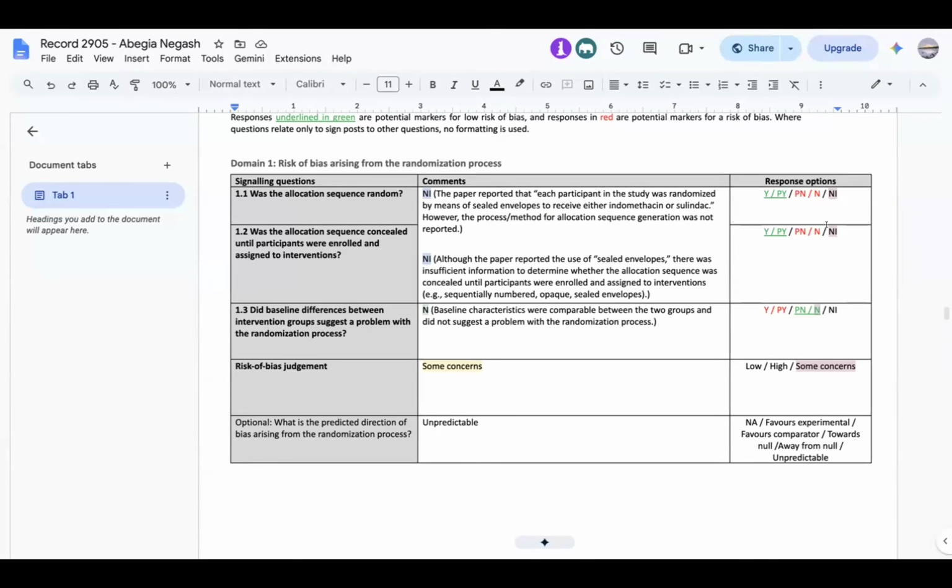I think that since they didn't report tampering or foreknowledge of the envelope, or that they didn't tamper with the envelope, like anywhere in the article, they just didn't report it. We can't assume that they didn't tamper with it, if that makes sense. So I think NI would be the safer option. I agree with that.